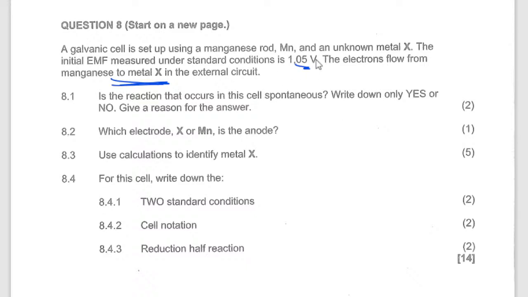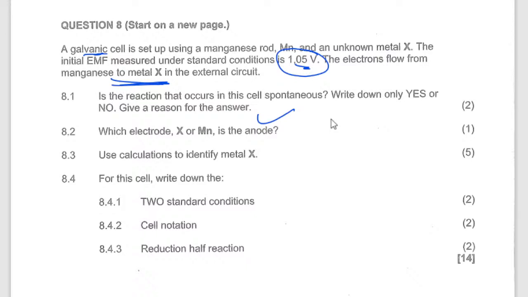It's spontaneous because the voltage is positive. Yes, it is spontaneous because the EMF is greater than 0. So I said that if the EMF is greater than 0, then it is spontaneous. Which electrode, X or Y, is the cathode? A galvanic cell. They said it's a galvanic cell.